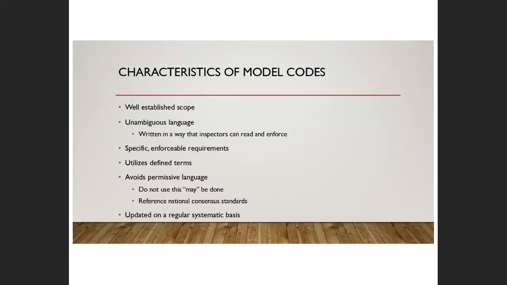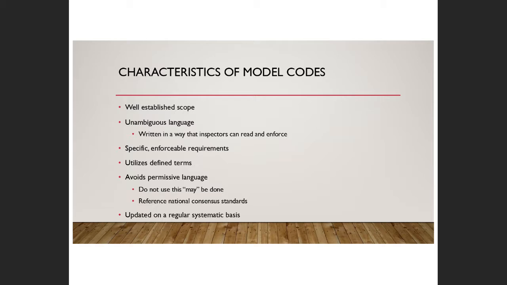Right, so in that building code, we have a clear scope. We try as best we can to have unambiguous language. We want to have language that's clear, such that the code enforcement people, the inspectors, can read and understand what's in the building code and can enforce it.